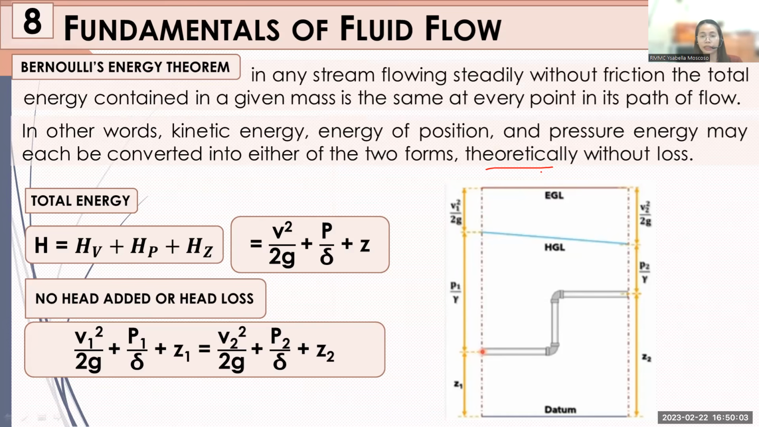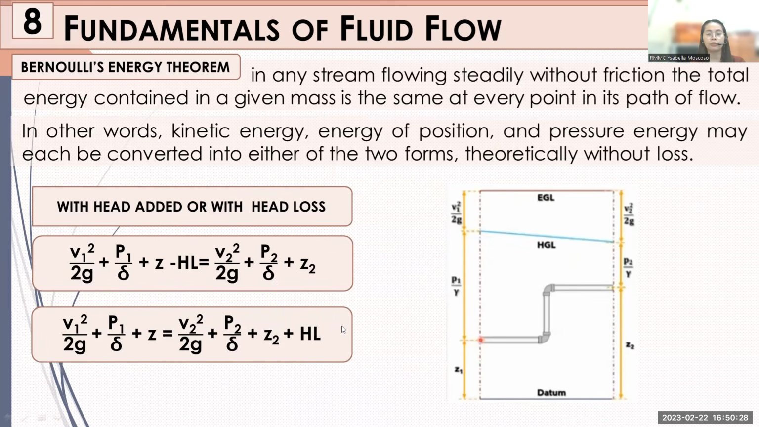or theoretical values. That is why if you equate the energy at point 1 and the energy at point 2, that is just V1 squared over 2g plus P1 over gamma plus Z sub 1 is equal to V sub 2 squared over 2g plus P sub 2 over gamma plus Z sub 2.